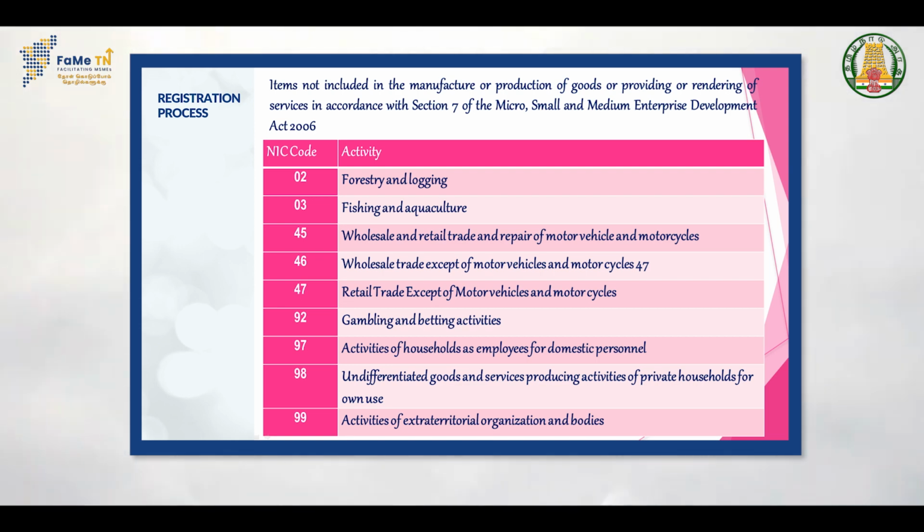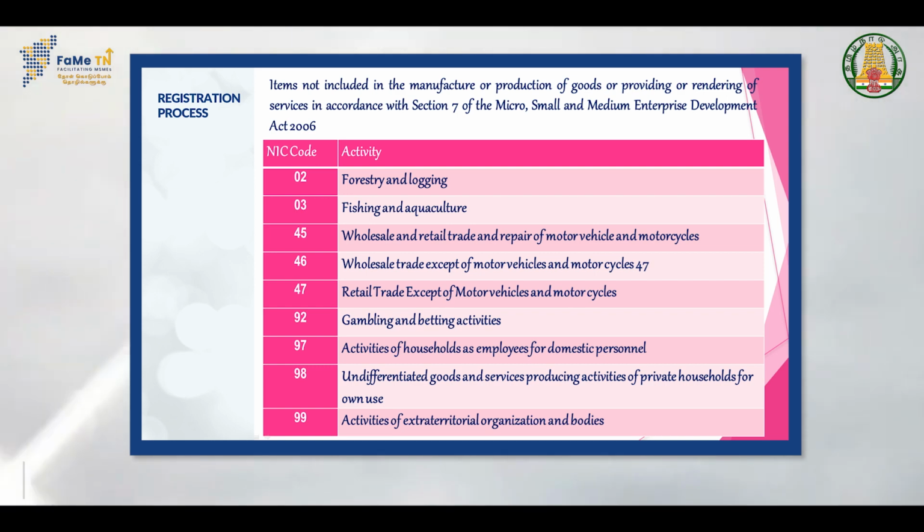So these categories, as I am showing you in the slides, I will explain: forestry and logging, fishing and aquaculture, wholesale and retail trade and repair of motor vehicles and motorcycles, wholesale trade except of motor vehicles and motorcycles, retail trade except of motor vehicles and motorcycles, gambling and betting activities, activities of households as employers of domestic personnel, undifferentiated goods and services producing activities of private households for own use, activities of extraterritorial organizations and bodies. These are all excluded, meaning these are not included in registering your Udyam registration.